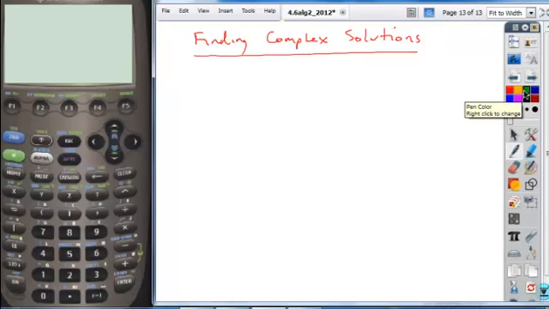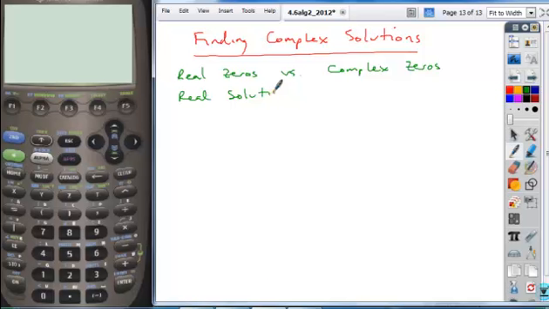All right, so you need to be able to distinguish between real zeros versus complex zeros, right? Or real solutions versus all solutions. Okay, and so I want to model this with a problem. So let's say I gave you the following and asked you to solve. And it asked find all solutions.